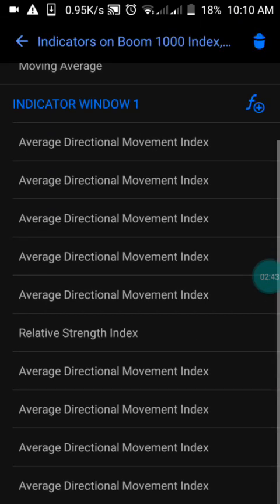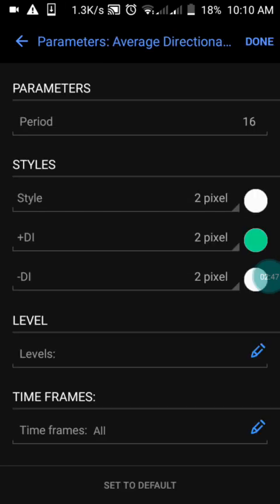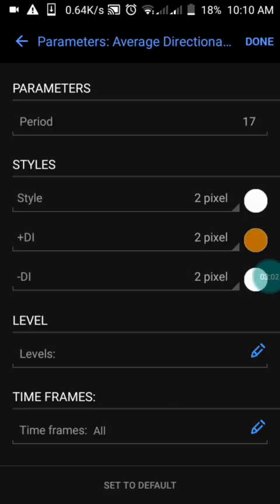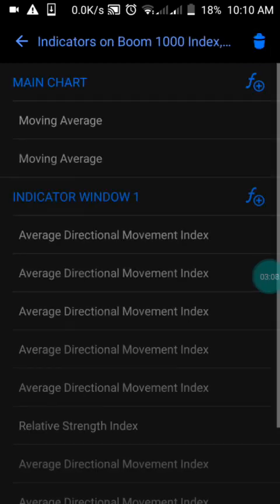You press on done. So we have another average directional movement index after the relative strength index. We have the period of 16. So change the color of your plus DI to be in green color, then you press on done. Then we have another one. We have up to four of them. We have the second one after the relative strength index, which is the period of 17. The color can also change. Then you press on done.